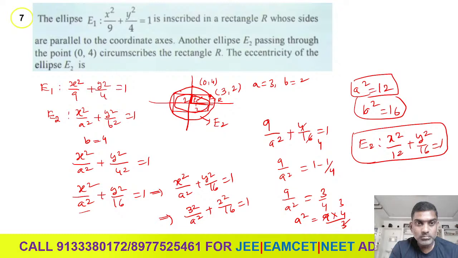Okay, the last two questions, question number 6 and question number 7, both are advanced level questions, means previous year advanced questions. And questions 1 to 5 are questions from JEE Mains 2021 questions.